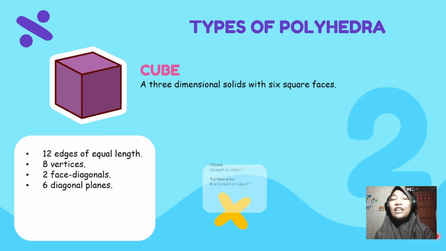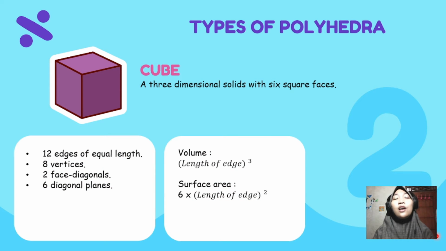The second is cube. Cube is a three-dimensional solid with six square faces. Cube has 12 edges of equal length, 8 vertices, 2 face diagonals, and 6 diagonal planes. So the formula for the volume of a cube is length of each side to the power of 3, and then the formula for the surface area of a cube is 6 times length of each side to the power of 2.